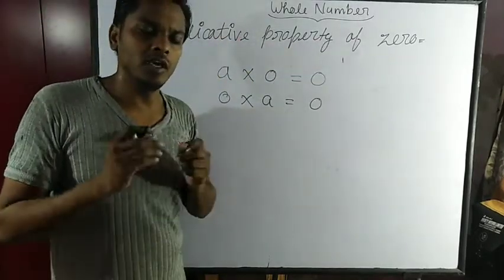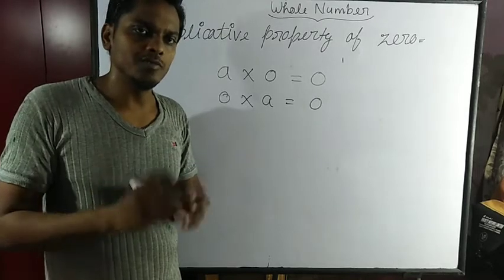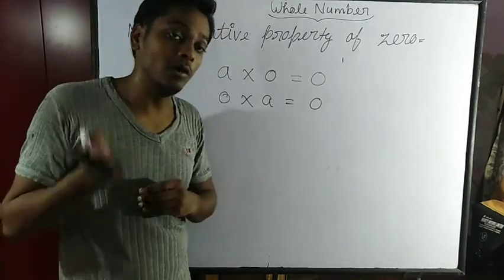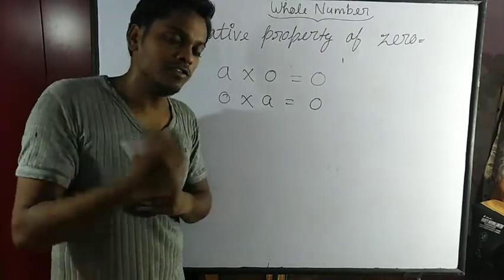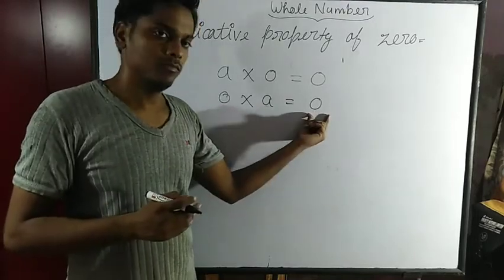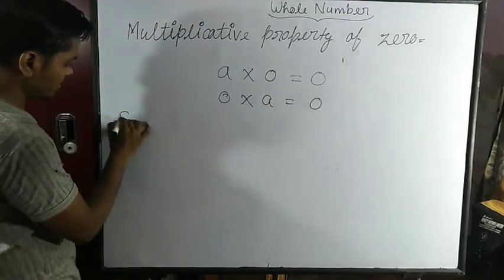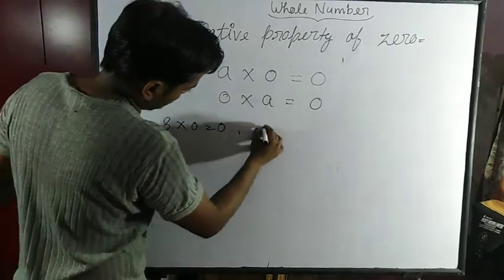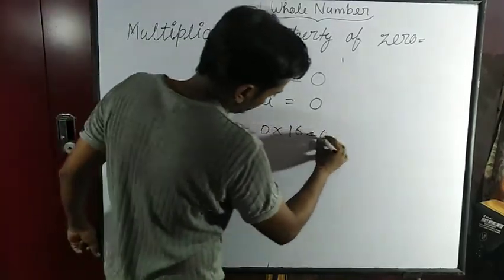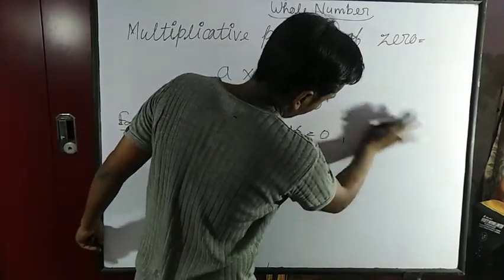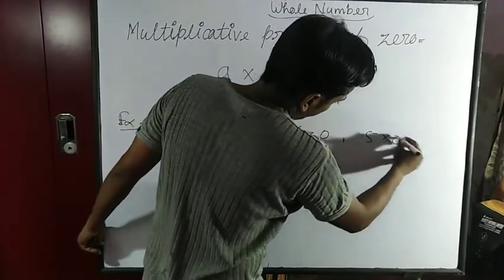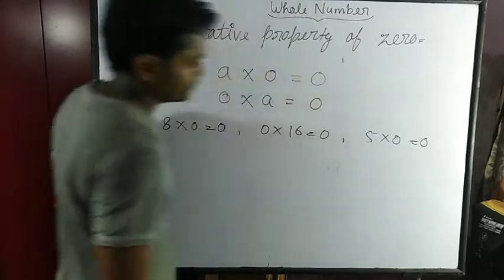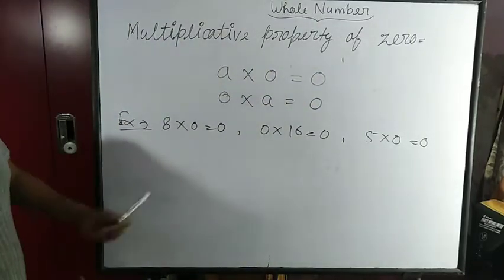0 is multiplied with any whole number, or any whole number is multiplied with 0, the result is always 0. Okay, for example, 8 into 0 is 0. 0 into 16 is 0. 5 into 0 is 0.